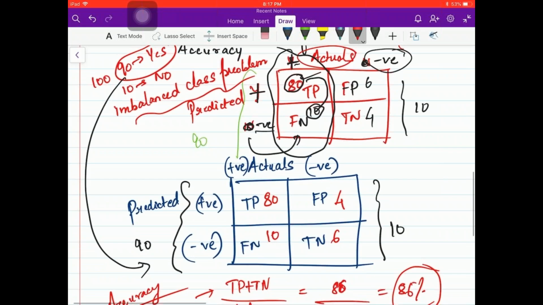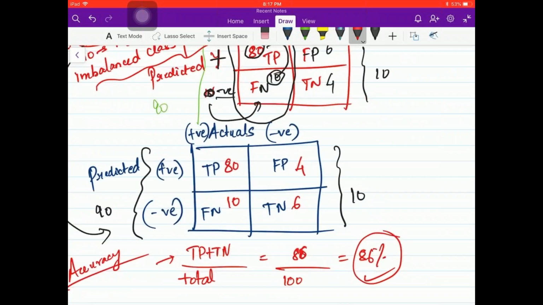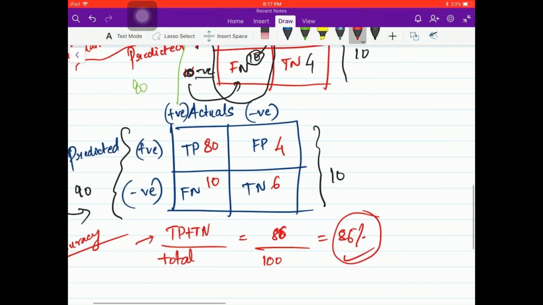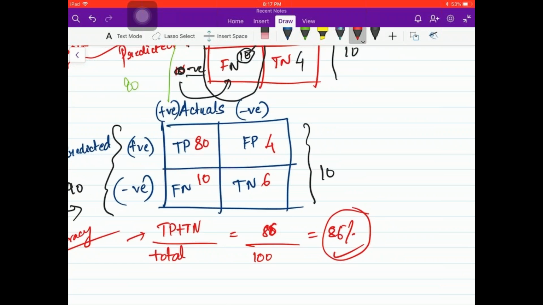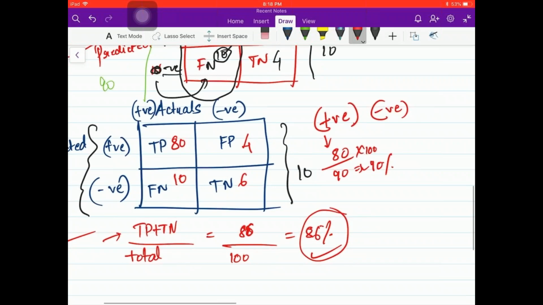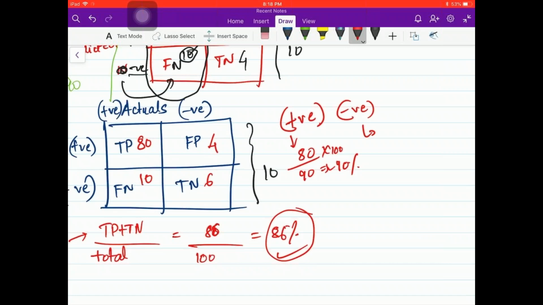So what to do then? People said, let me divide this problem into two. Let's see how good I'm predicting the positives and how good I'm predicting the negatives. How good am I predicting the positives? Out of 90 positives, I'm predicting 80, so this is around 90%. And how good am I predicting the negatives? I am predicting the negatives 60%. Good.